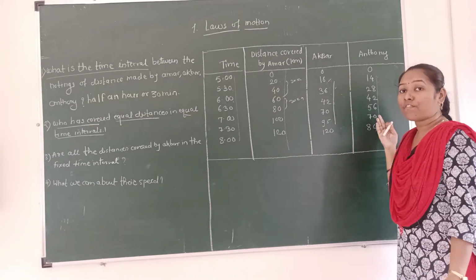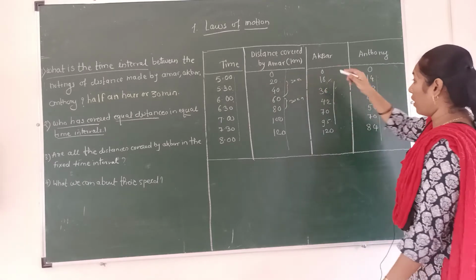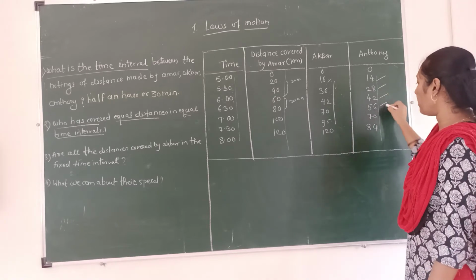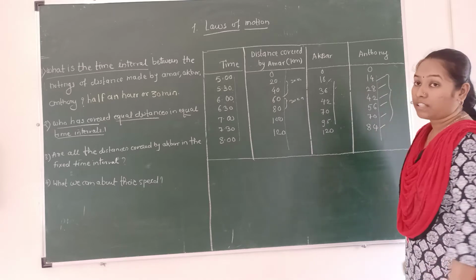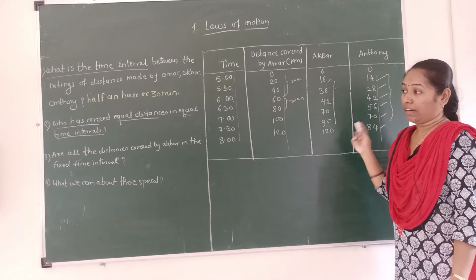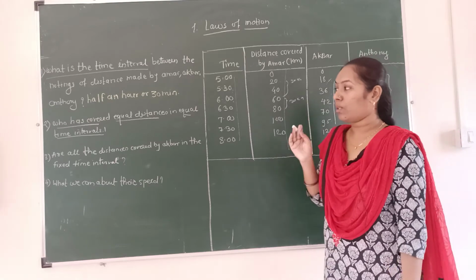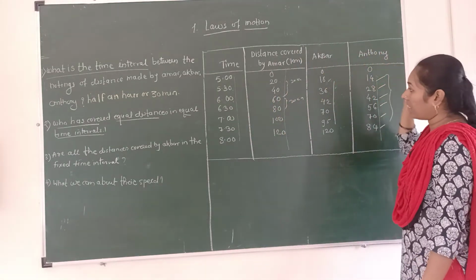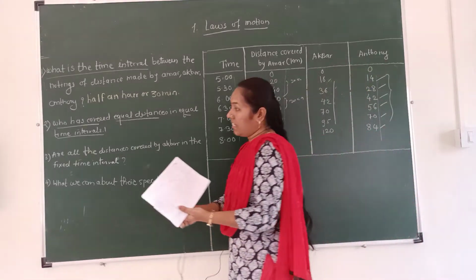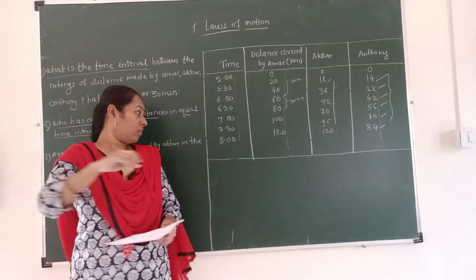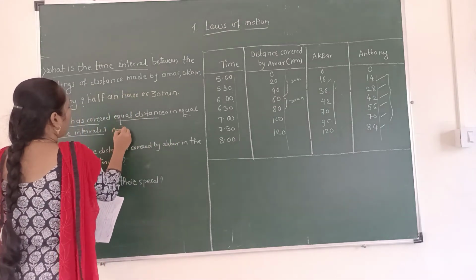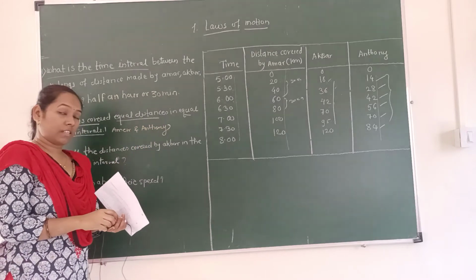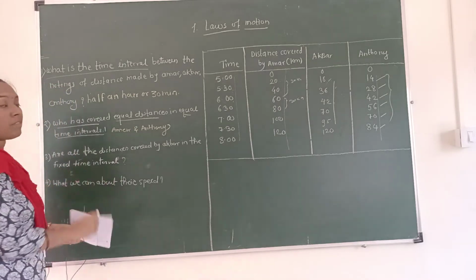What about the case of Anthony? From 5 to 5:30, he covered 14 km. Again, he covered 28 km. Again 42, 56, 70, and 84. Here are equal distances in equal time interval. So the answer of question number 2: who has covered equal distances in equal time interval? Amar and Anthony covered equal distances in equal time interval. Now, question number 3.